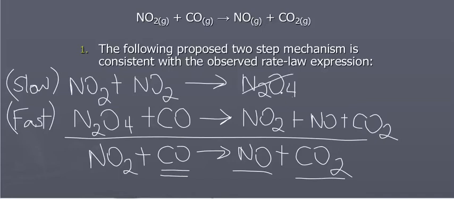So N2O4 is called an intermediate. It's formed in the first step and used up in the second step. And the NO2s cancel out as well. That leaves us with the overall reaction. So this is one possible mechanism for this particular reaction.